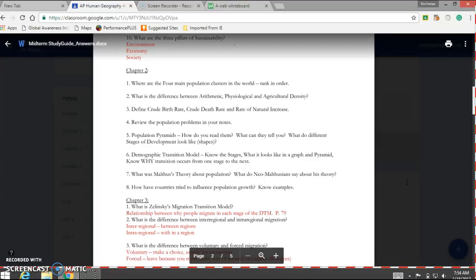So where are the 4 main population clusters in the world, rank in order? We know that China is number 1, India is number 2, the United States is number 3, and Nigeria is number 4 as far as populated countries.